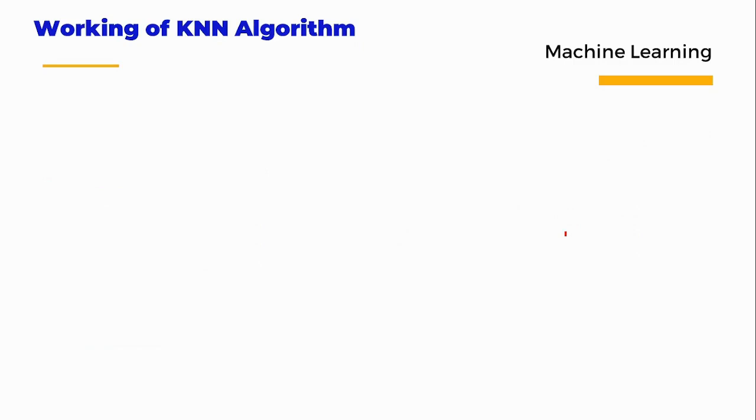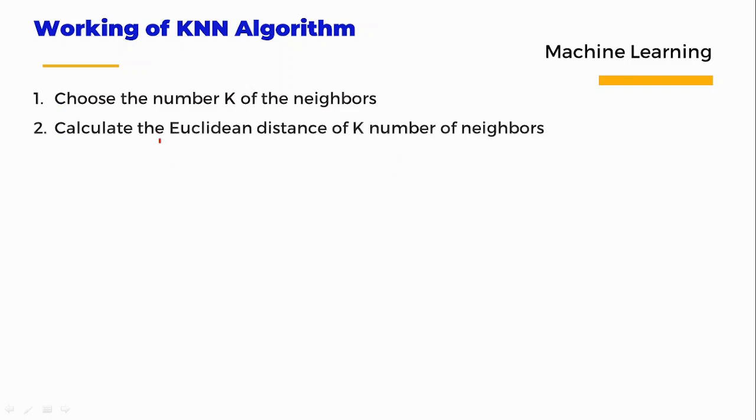Now we will see the working of the KNN algorithm. Here first we will see some theoretical steps of the KNN algorithm, and then we will understand with the help of an example. The first step is to choose a number k of neighbors. Then we will calculate the Euclidean distance to the k number of neighbors.